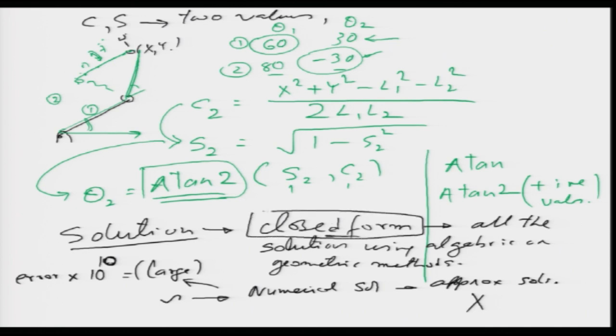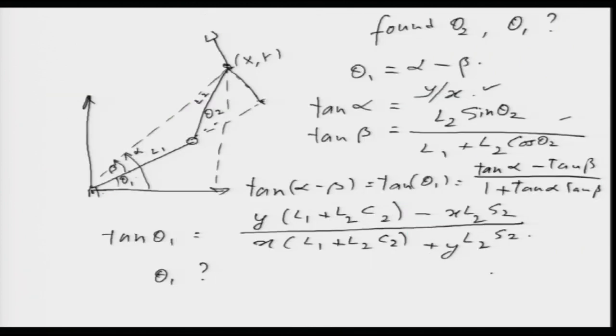So, when I say solution here, I basically mean closed form solution. And what is a closed form solution? A case where we can get all the solutions using algebraic or geometric methods. And the method I showed is essentially a method using algebraic and geometric methods. Now, the solution procedure is exactly the same.